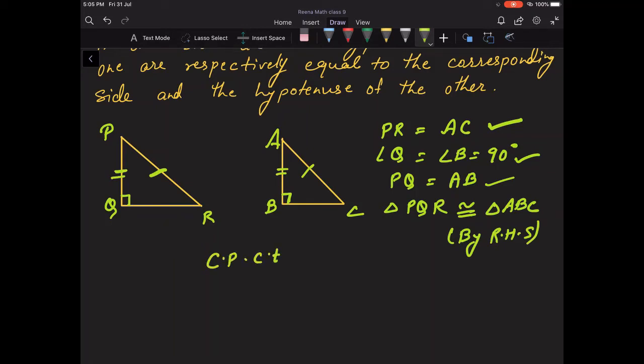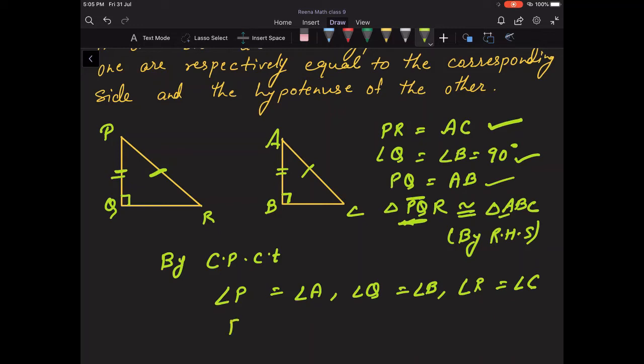CPCT full form is corresponding parts of congruent triangles. So once it is equal, we can write angle P will also be equal to angle A. Angle Q we have already seen is equal. Angle R will be equal to angle C. Now we can write the first two, PQ is equal to AB. Last two, QR is equal to BC. And first and last, PR will be equal to AC.